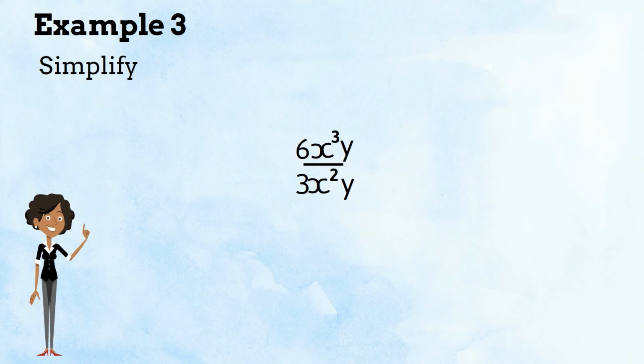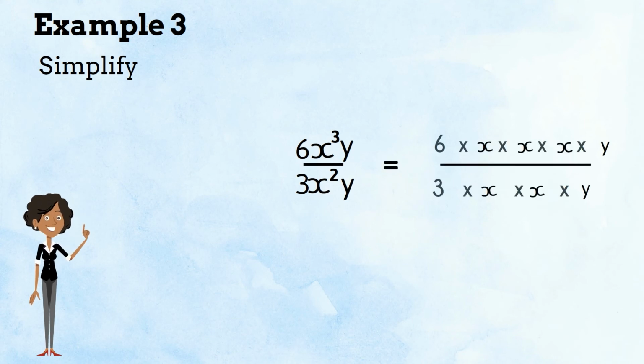Now one last example. 6x cubed y over 3x squared y can be written as 6 times x times x times x times y over 3 times x times x times y. Then we can cancel down.